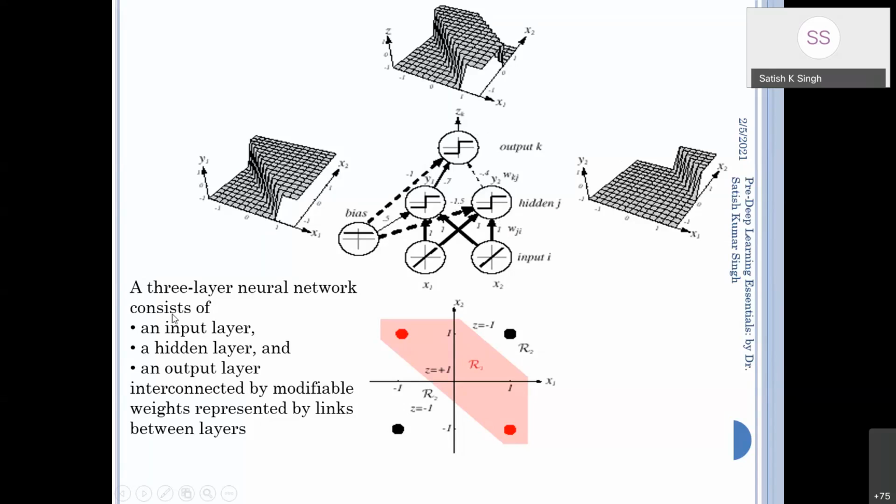So a 3-layer neural network has input, output, and hidden layers, interconnected by modifiable weights represented by links between layers. This is a simple representation. The XOR problem can be solved with the help of this kind of arrangement. But what are the flexibilities? You have an infinite number of choices for these weights. So the final solution may be one set for one case, but for the second case, a different set.